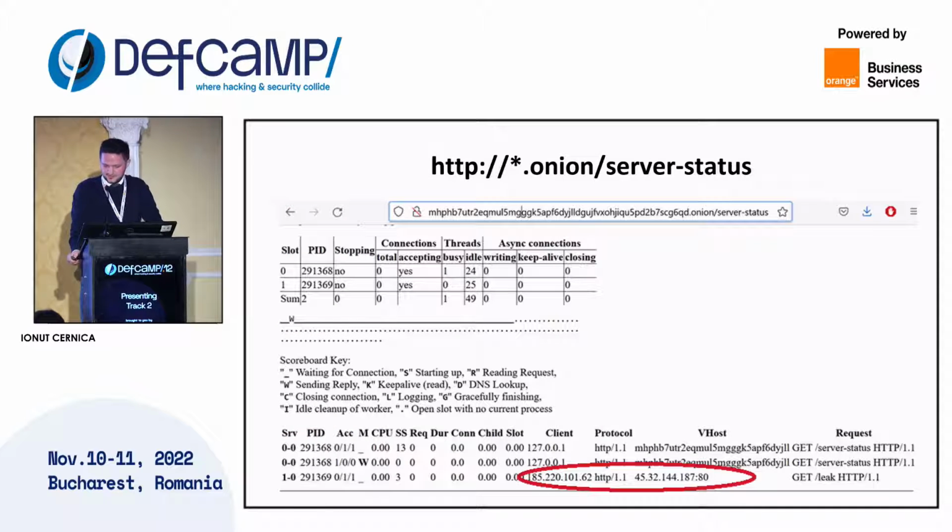The HTTP server status is enabled in Apache 2 servers by default, and you can access it from the localhost. And in TOR, you are visiting the server from the localhost. Sometimes in the virtual host column, you can find the IP, other domains or IP addresses from the public internet. And maybe you can leak the real IP address.